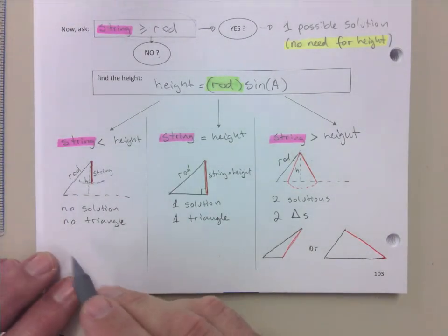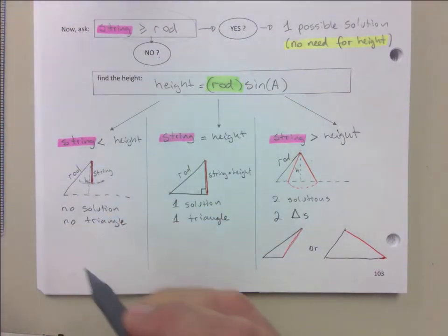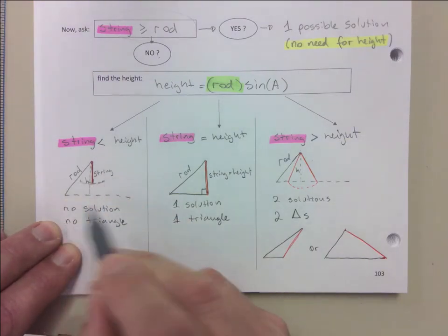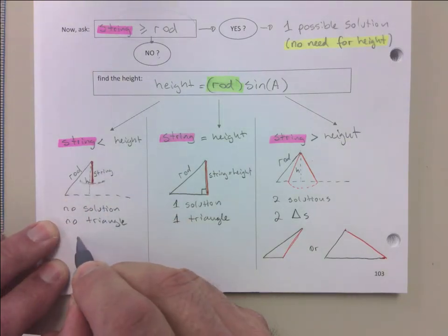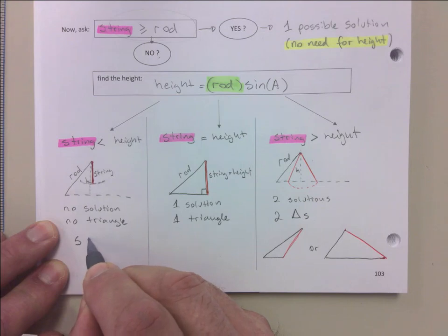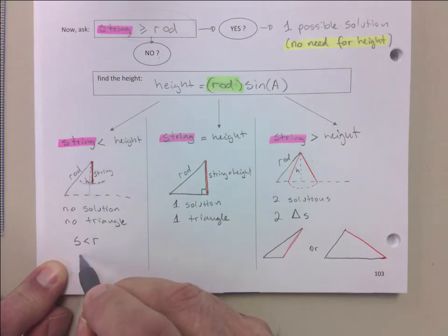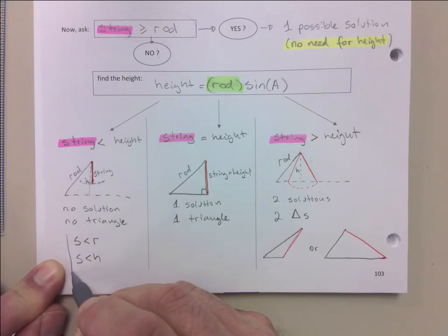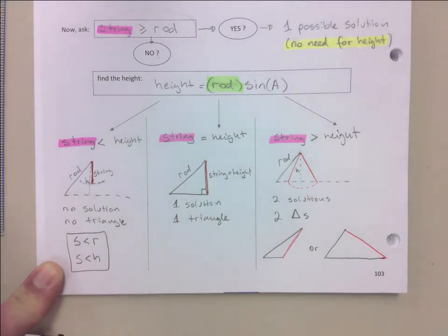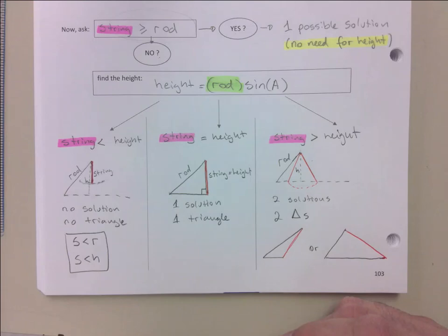And at the end of the day, if you want to justify why you ended up saying that there's no solution: because I said that the string is shorter than the rod, first of all, and then I said that the string is also shorter than the height, second of all. So that's the justification for you saying no triangles are possible. Make sure you write that down. Okay.